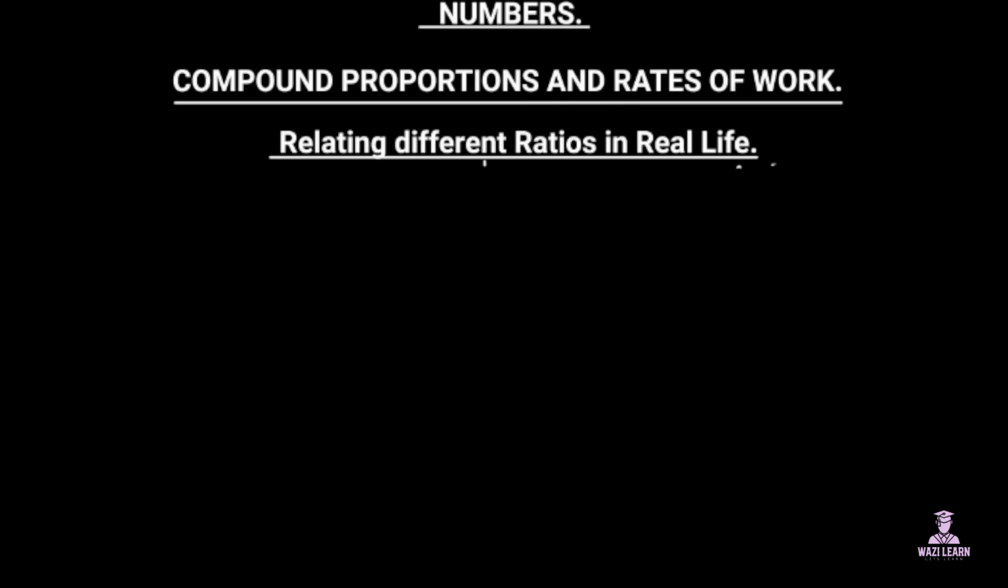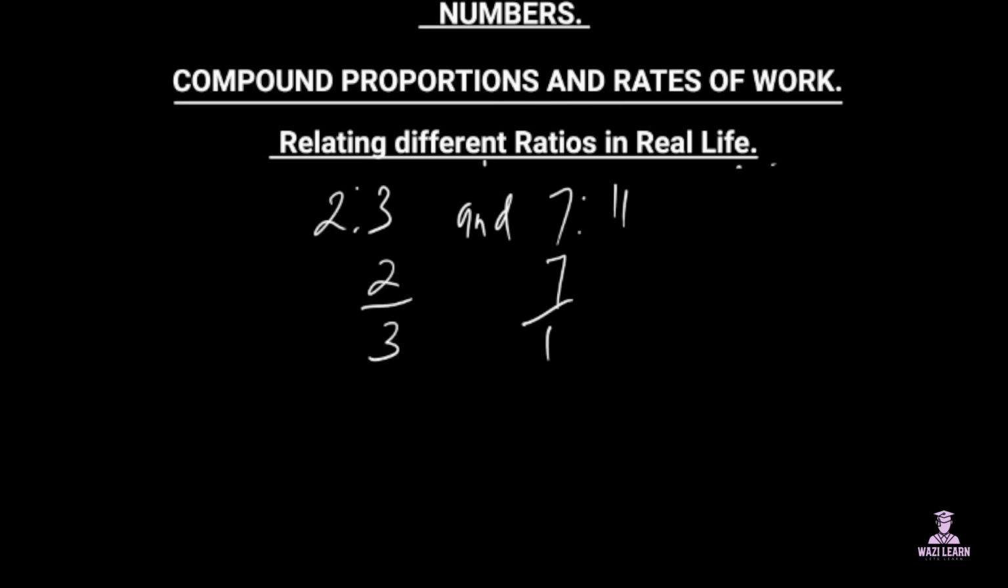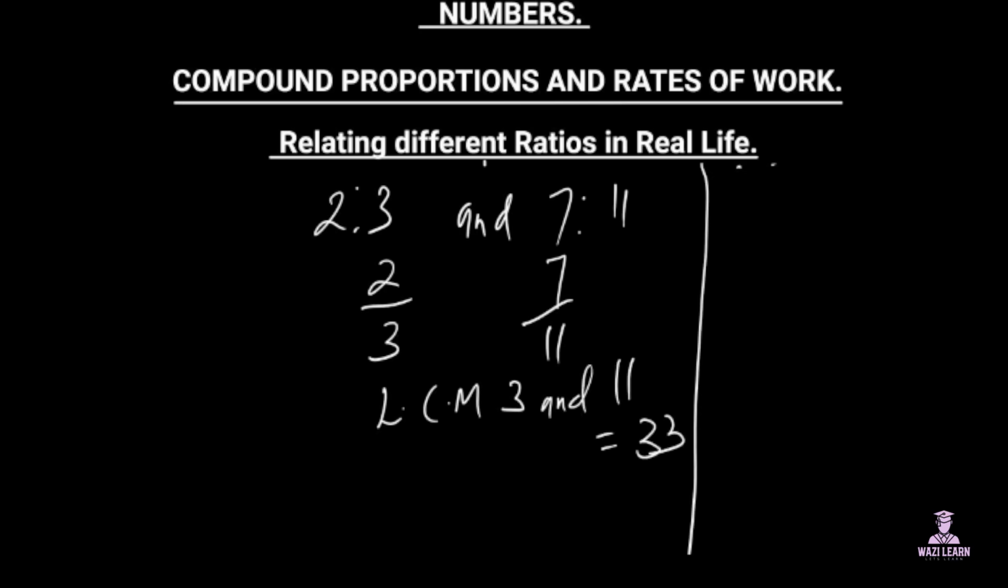Let's look at another example. Which one is bigger between the ratio 2 to 3 and 7 to 11? So 2 to 3 in fraction form will be 2 over 3, and this one will be 7 over 11. Then the LCM of the denominators 3 and 11 will be 33. So you'll multiply the individual fractions by the LCM and compare.